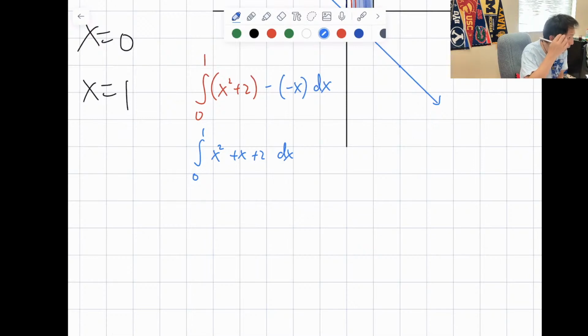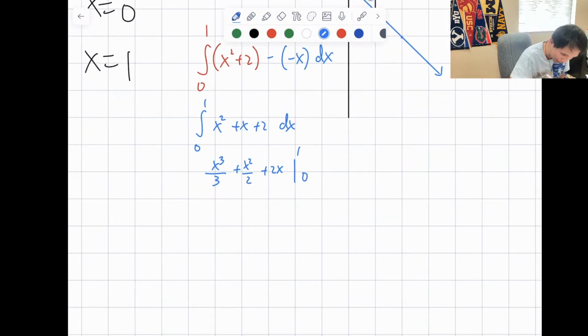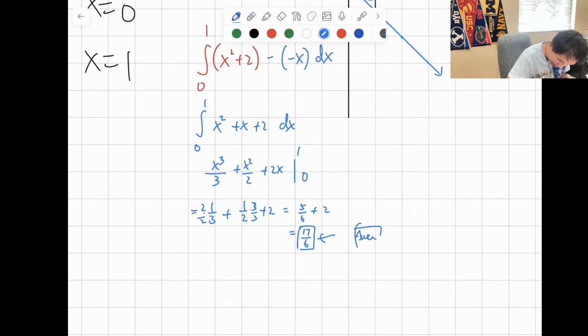You guys should know how to find definite integrals. X cubed over 3 plus x squared over 2 plus 2x, between 0 and 1. So now draw a straight line, that means you already took the integral. That's going to be 1/3 plus 1/2 plus 2. Common denominator 6, so that's equal to 5 over 6 plus 2, which is 17 over 6. And that will be the area there.